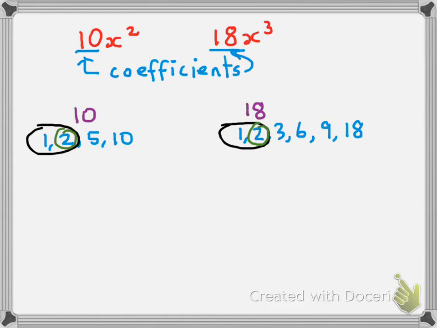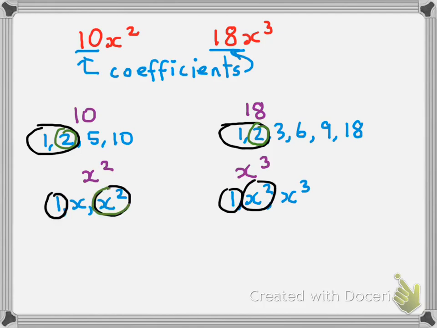And then we go to the variable part. In this case, x squared and x cubed. Now, whenever you are talking about variables that look like this, where it's just the exponents that are different, you have x, and then you have squared and cubed, the greatest common factor is always the variable with the lower exponent. So therefore, the greatest common factor of x squared and x cubed is x squared.